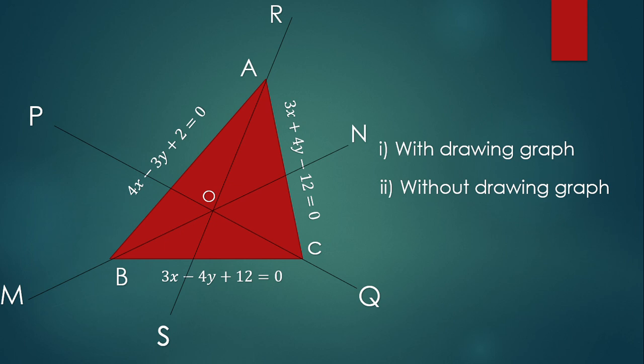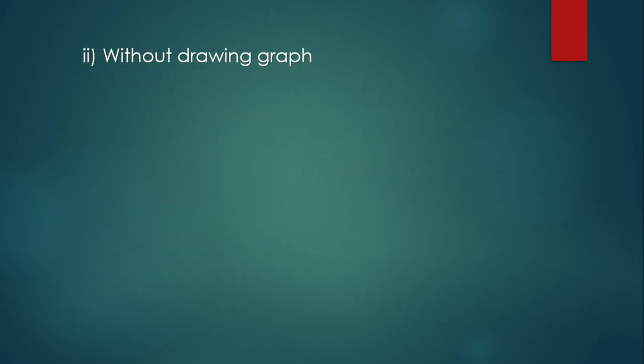So without any delay, I am going to explain the second method, that means the without-drawing method, to find the equation of the bisector. With the drawing graph method, I made an earlier video, so for that you have to go to that video. Now I will discuss the next method, which is the without-drawing-graph method.